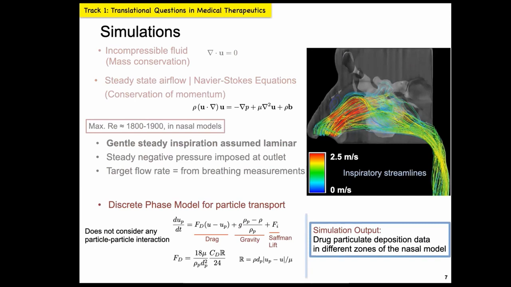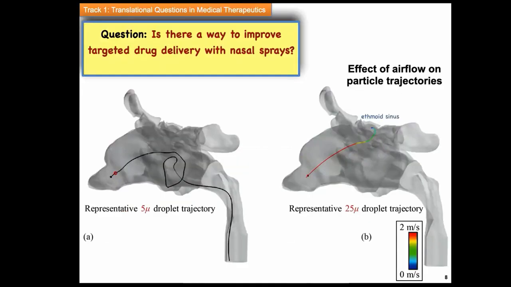So eventually, the overall output from this component of the work are the regional delivery numbers in different regions of the nasal model. We track where in the intranasal space, or which parts of the intranasal walls, different particles are landing. So that is the overall output, but let's now think deeper into the question that we are trying to answer: is there a way to improve these targeted sprays? With this question, let's think a bit about the basic fluid mechanics here.